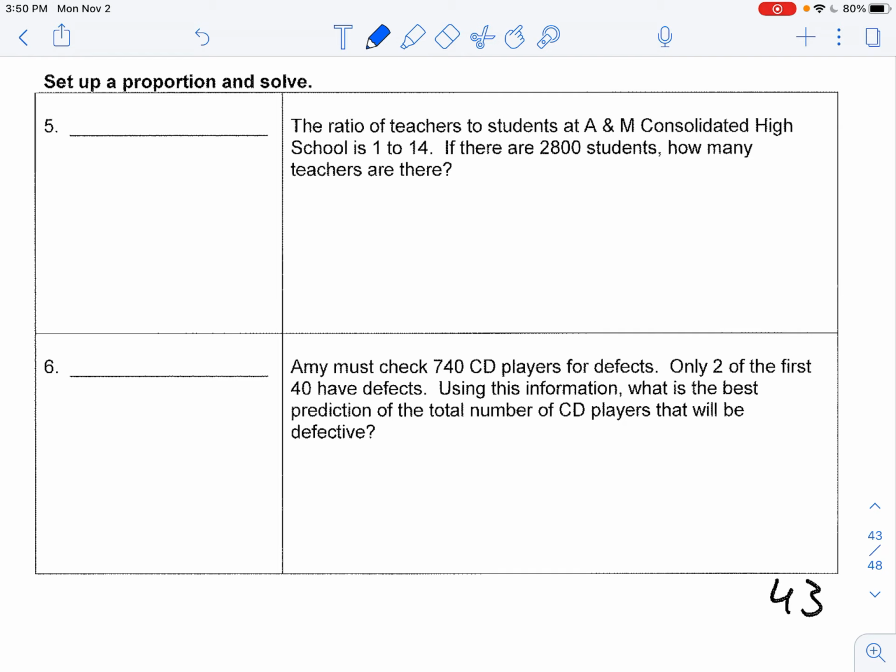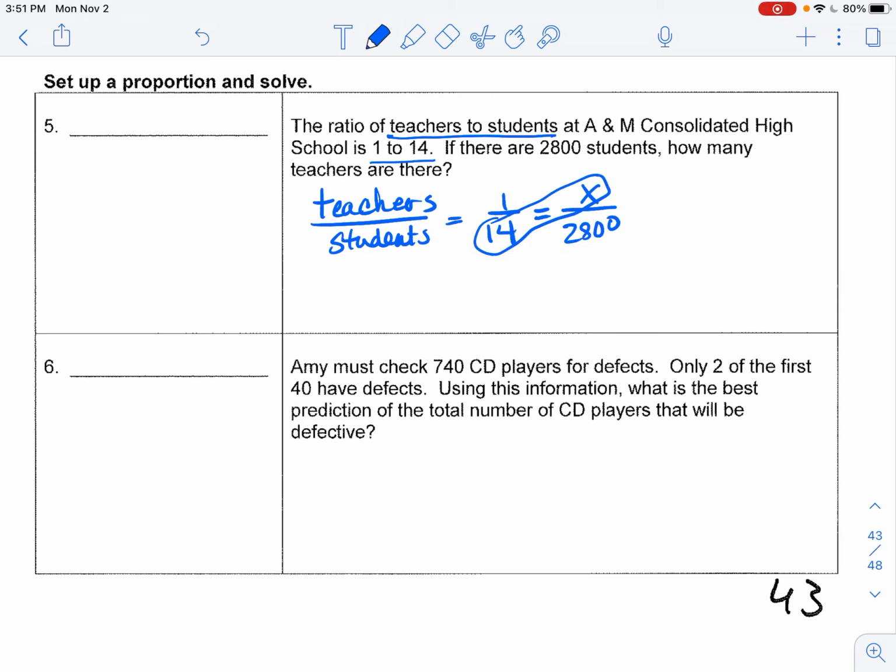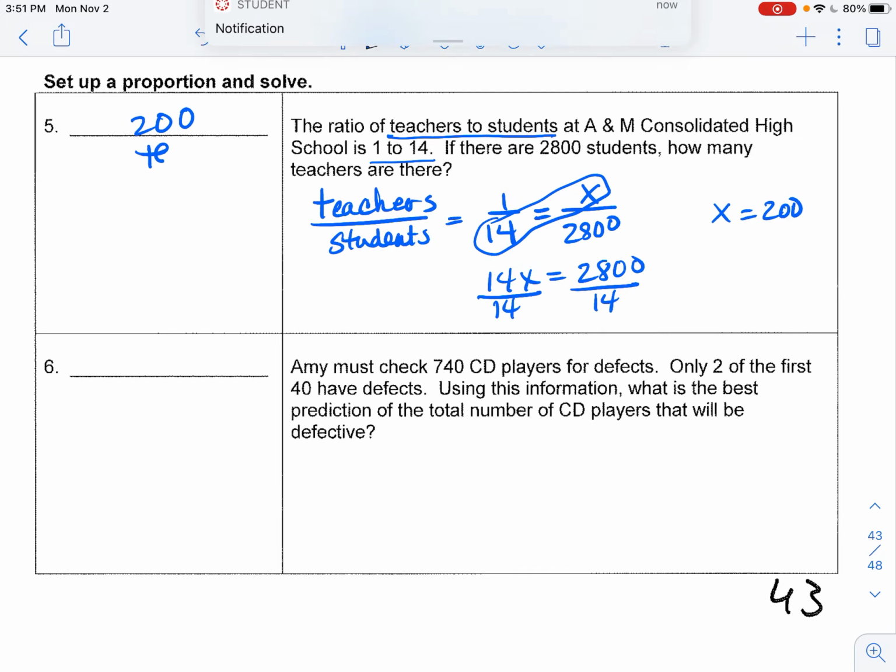In problem number 5, it says set up a proportion and solve. The ratio of teachers to students at A&M is 1 to 14. So we have teachers to students, 1 to 14. That's the way it's read. If there are 2,800 students, how many teachers? Cross multiply, 14x is equal to 2,800. Divide both sides by 14, and x is equal to 200. We have 200 teachers.